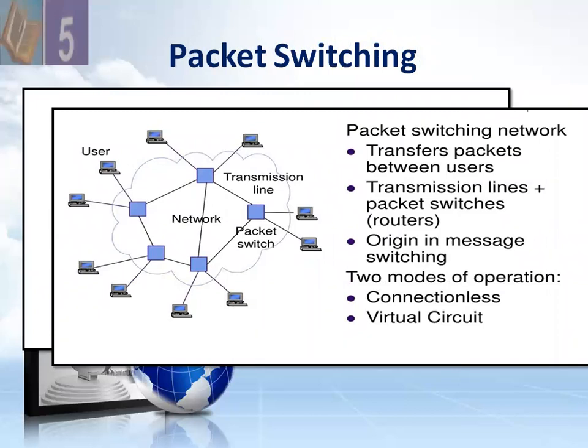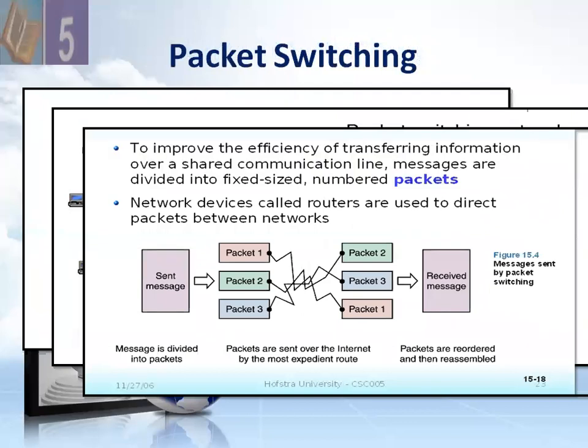In message switching, two modes of operation can be used: connectionless and virtual circuit. Then, to improve the efficiency of transferring information over a shared communication line, messages are divided into fixed size packets. Network devices called routers are used to direct packets through the network.